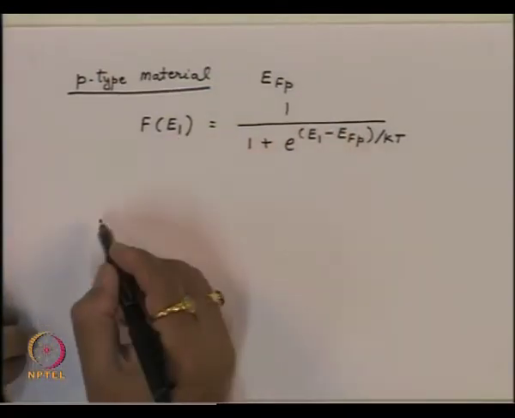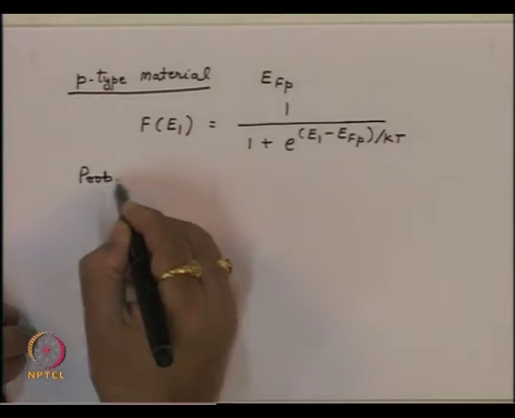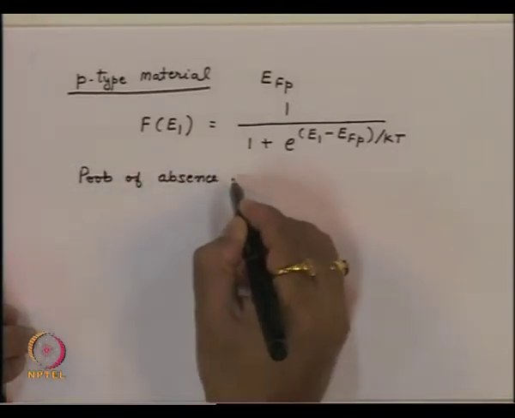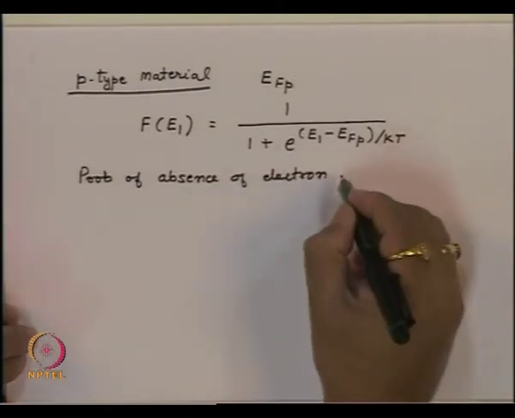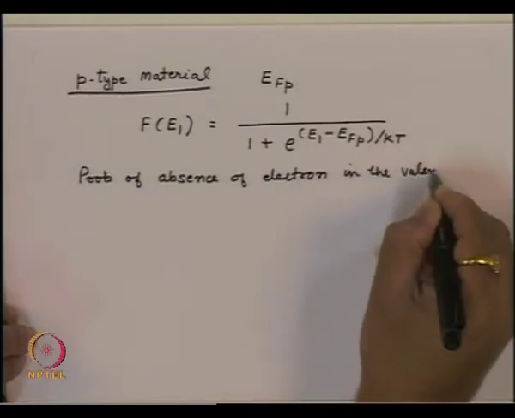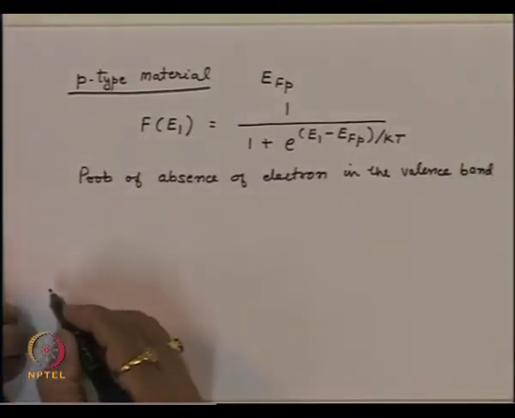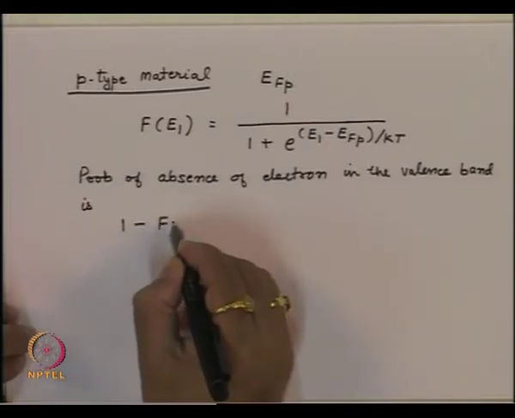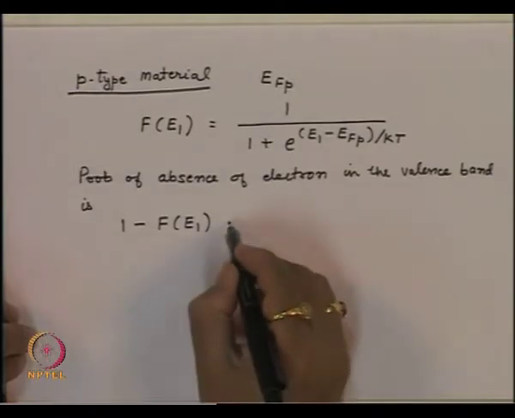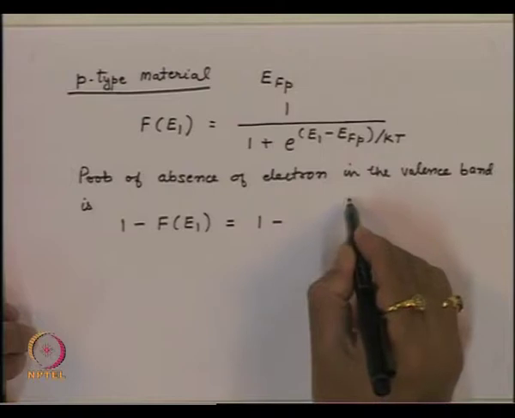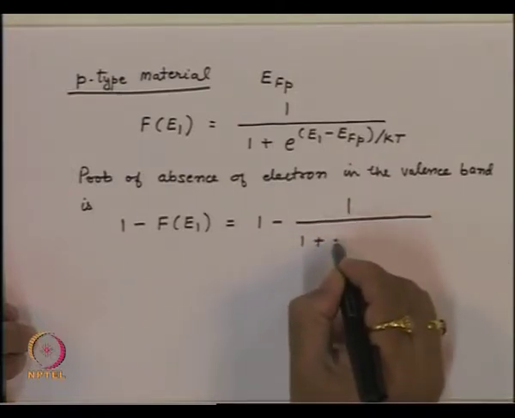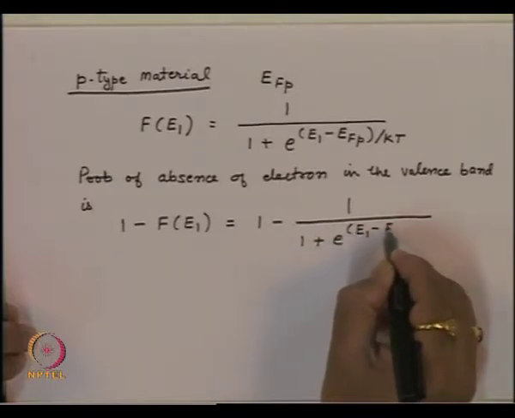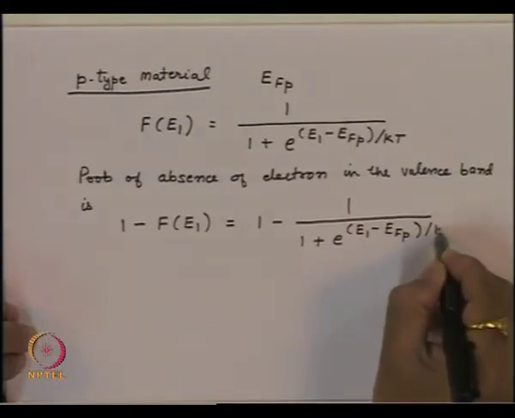But we are looking for the probability of non-occupancy, because we are looking for the availability of a hole for a given energy. So, we are looking for a function which is 1 minus f(E1). The probability of absence of an electron in the valence band is 1 minus f(E1), that is equal to 1 minus 1 upon 1 plus e to the power (E1 minus E_fp) divided by kT.